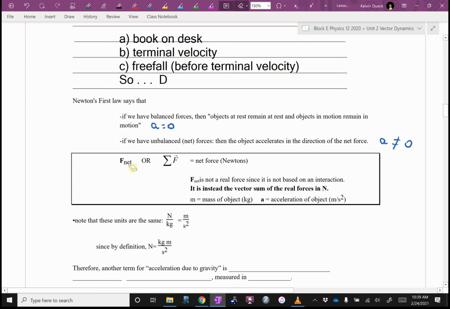So F net, or the sum, this symbol here is the sum of all of the forces. We have this, F net equals MA. So last year, Jordan, when I was doing winner minus loser equals MA, really what I was saying is winner minus loser, the vector sum of all of your forces is the net force. I just wasn't calling it that, but that's what we were doing.